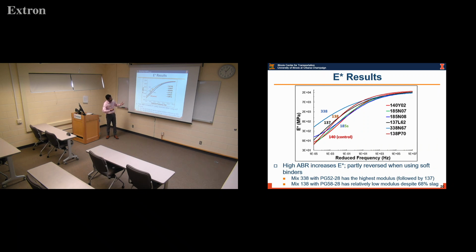But one thing is clear, that the TRA mixes which were placed sometime during 2013, which had recycled concrete aggregates as another source of recycled content, show an envelope of stiffer mixes, 338 being the stiffest, and your control mix is on the softer side. So you see an envelope within which the lower curve is the control mix, and the top curve, which is the stiffer one, is the TRA mix, and all other mixes come into this envelope.